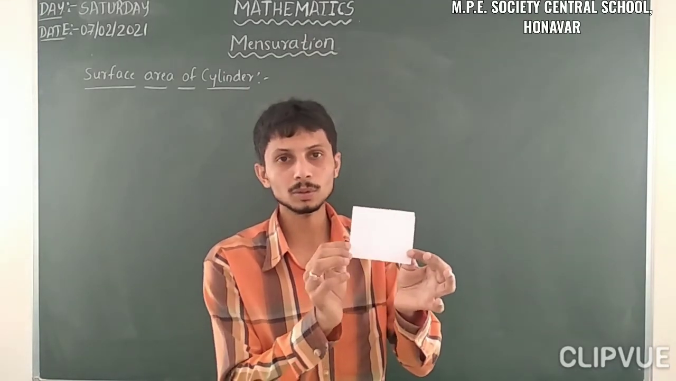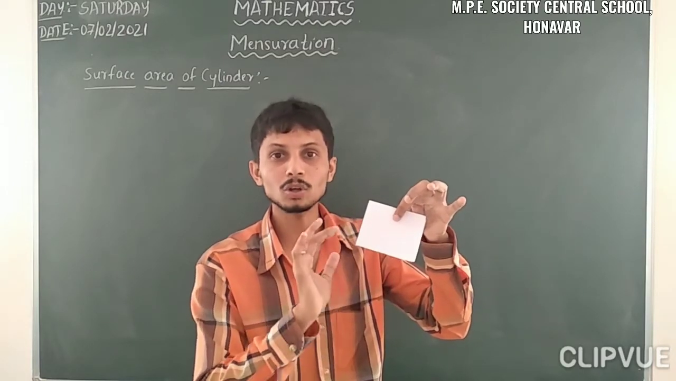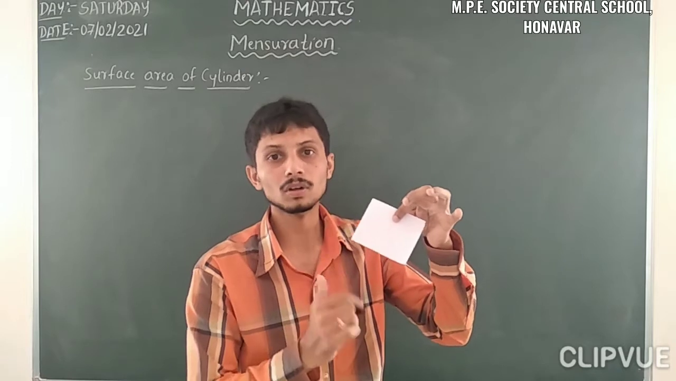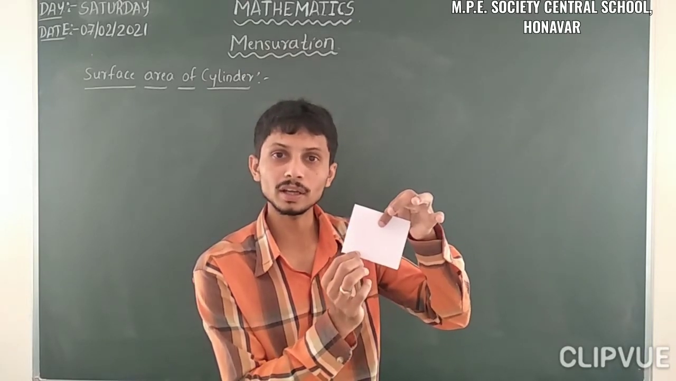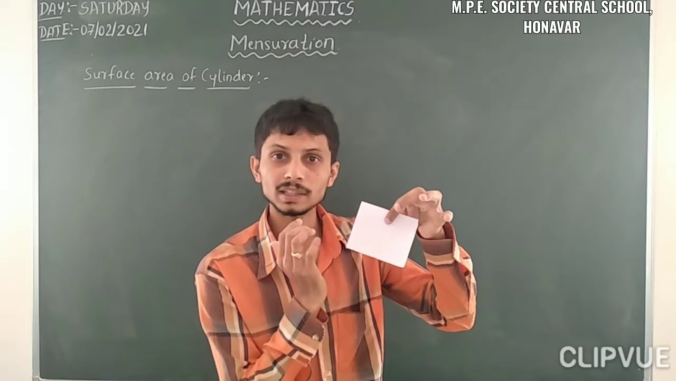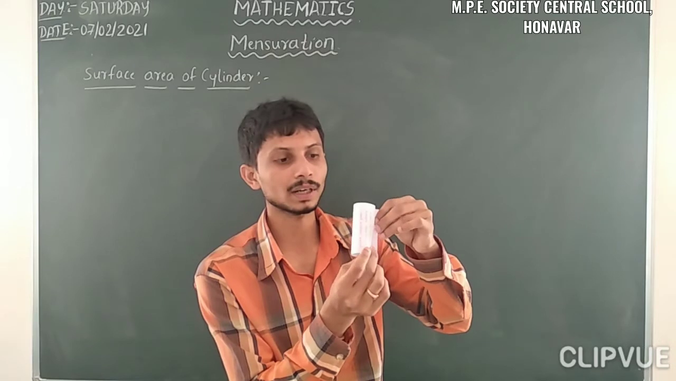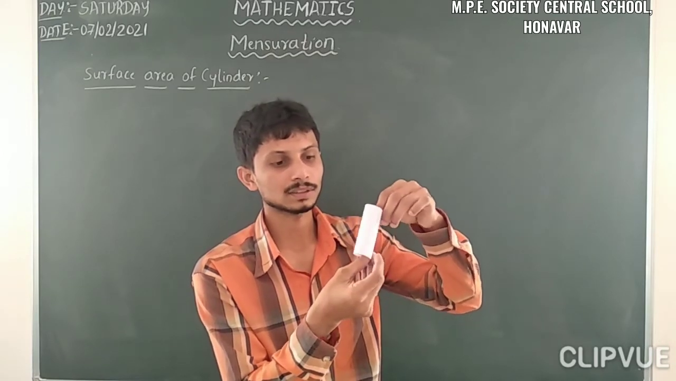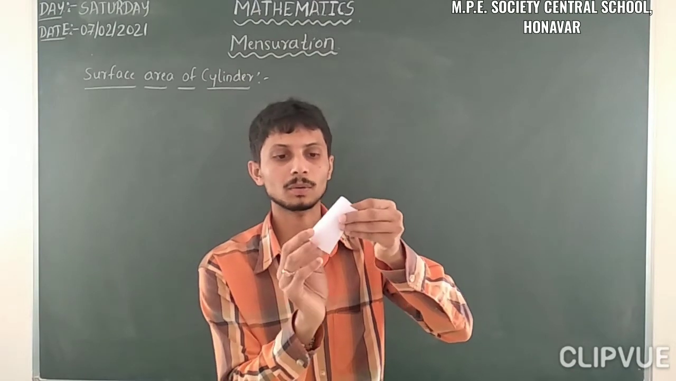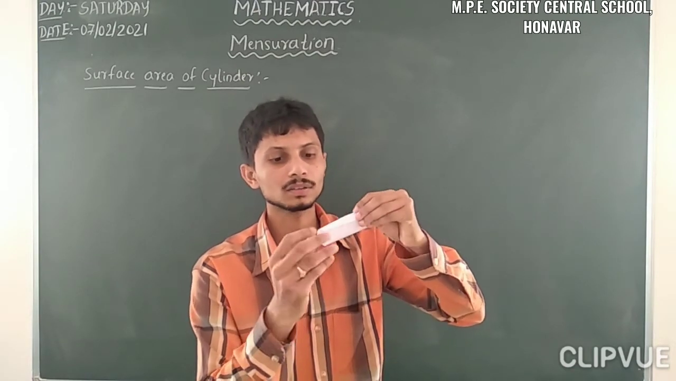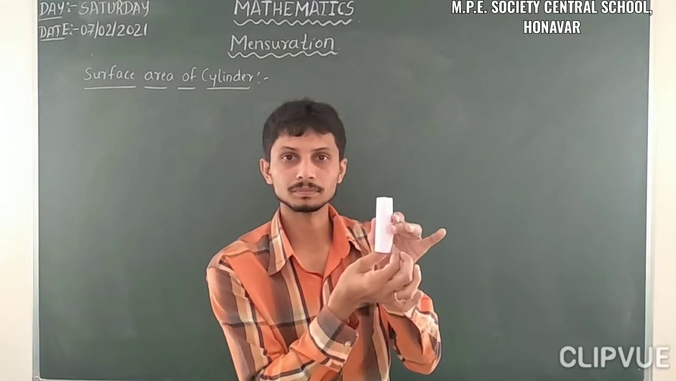Here just observe, this is the length and this is the breadth. So we have to join the breadth and breadth, or length and length. So we have to join the opposite sides of the rectangle. Here just observe, I will join the opposite sides of the rectangle here, like this. Yes, just observe, here it forms a cylinder.